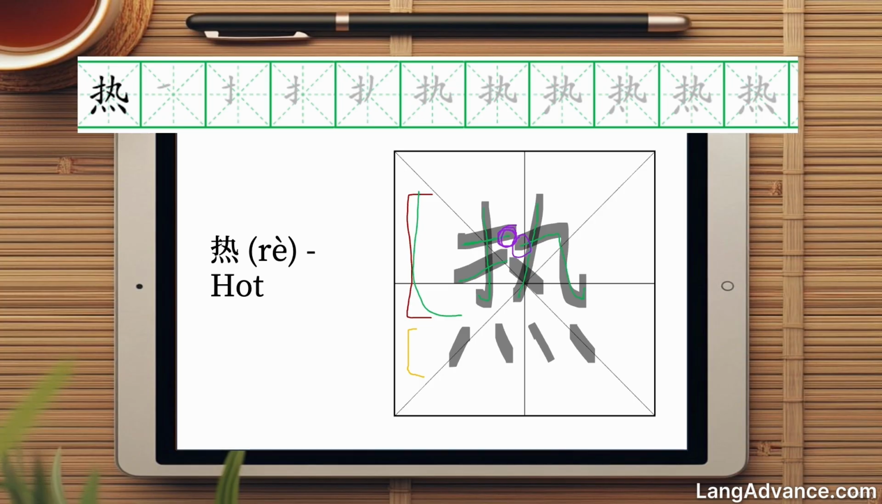Okay, and lastly, let us end it with our 点 right here. 点 will always be from left to right. Okay, cool. Now let us finish off with our bonfire. To the left, to the right, to the right, to the right. And that's how you write 热 in Mandarin Chinese.